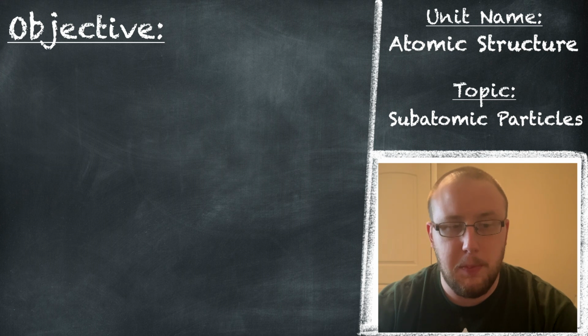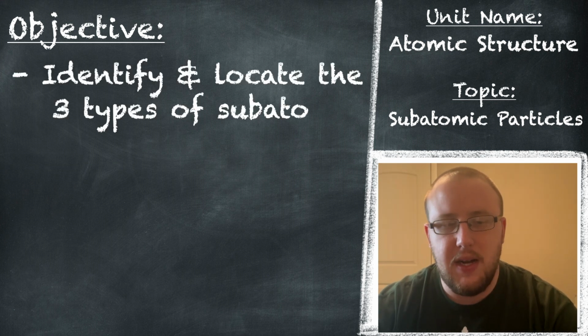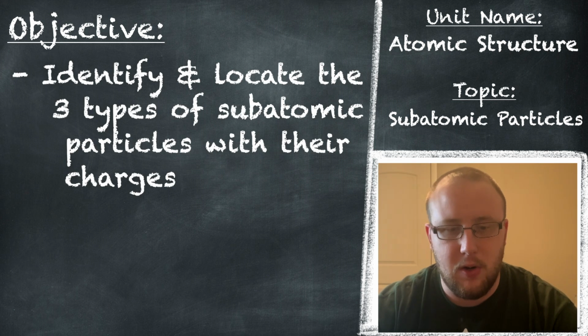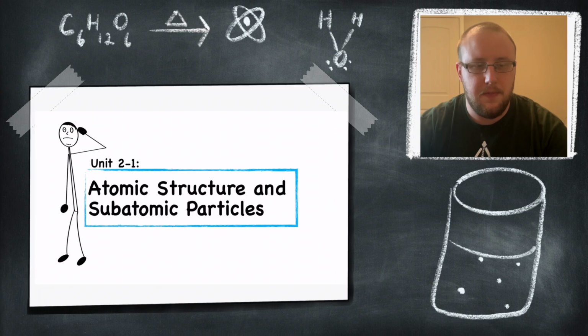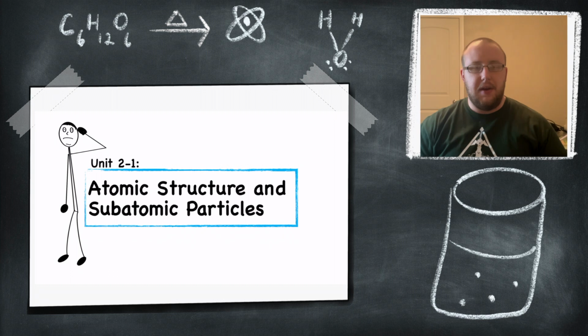So our goal or objective for today is to identify and locate the 3 types of subatomic particles with their respective charges. And we need to be able to use the periodic table to predict the number of subatomic particles within an element. In saying all that, let's jump on in and learn about atoms.